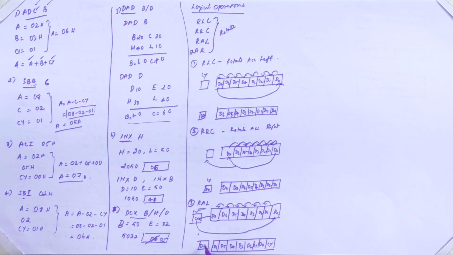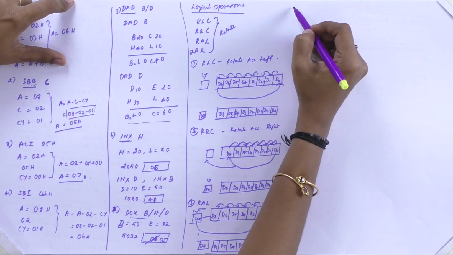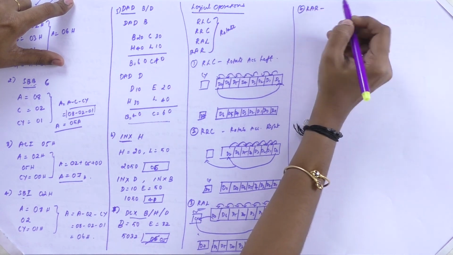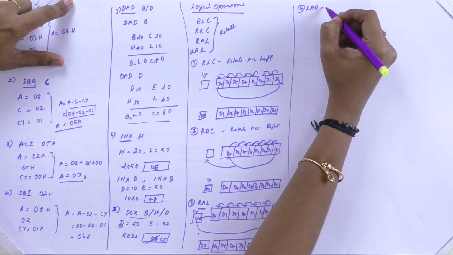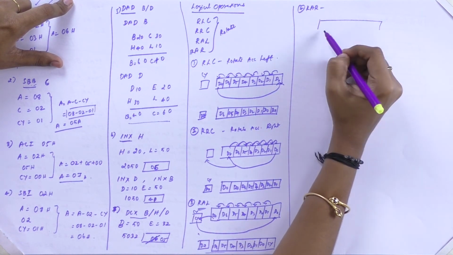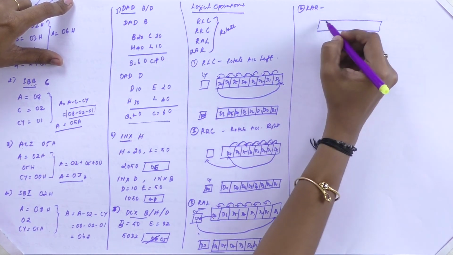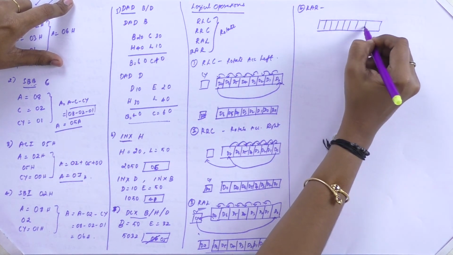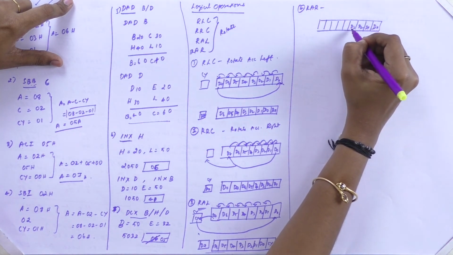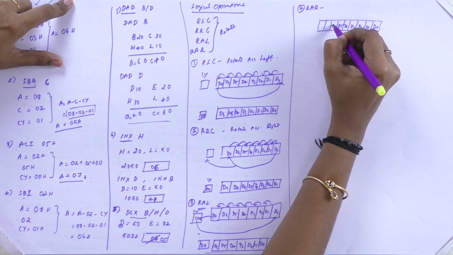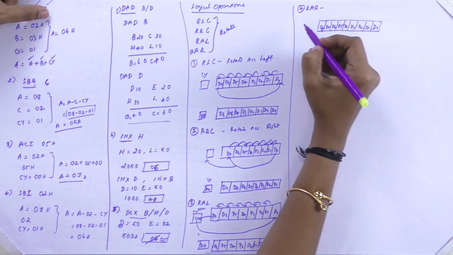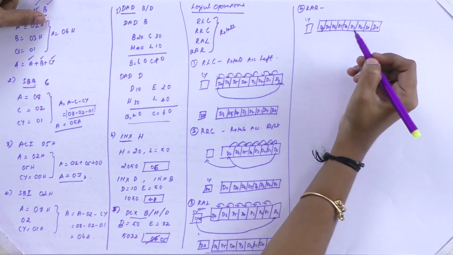It means that the carry bit is also rotated, involved in the rotation. The last rotation type is RAR, that is rotate accumulator right through carry. We have to perform right rotation including the carry bit. So the contents of the accumulator register are D0, D1, D2, D3, D4, D5, D6, D7 and here it's the carry bit CY.